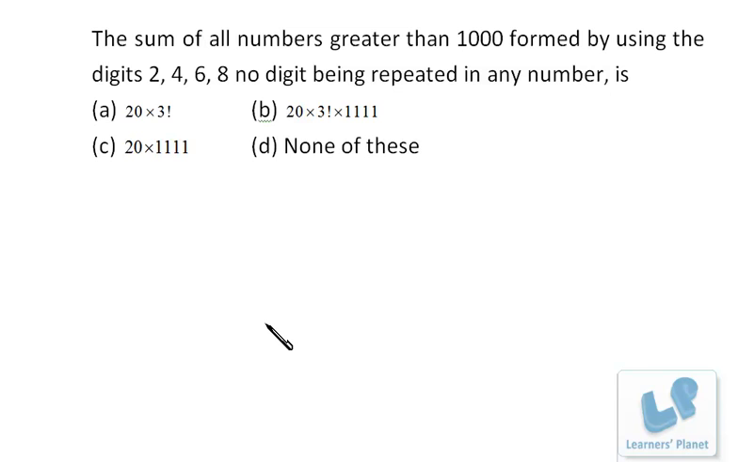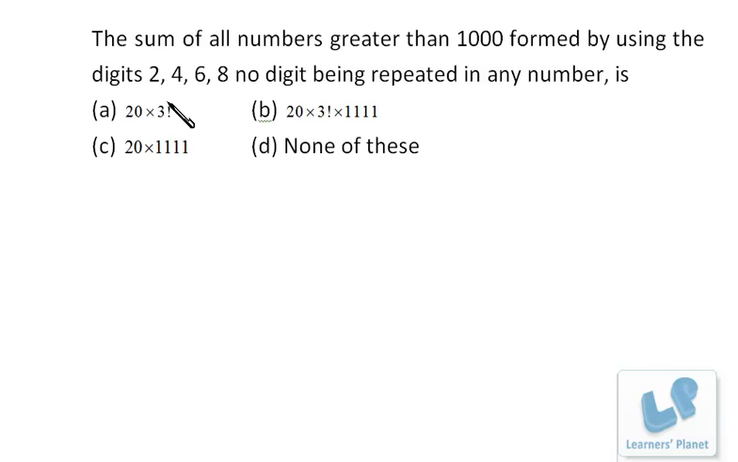Now friends, we have an interesting and twisted question. The sum of all the numbers greater than 1000 formed by using the digits 2, 4, 6, 8, no digit being repeated in any number, is. Now, all the numbers are greater than 1000 and we have to use all the digits once only. That means precisely we have to calculate the number of 4-digit numbers, right? And all the 4-digit numbers we have to add up to get the answer, right?